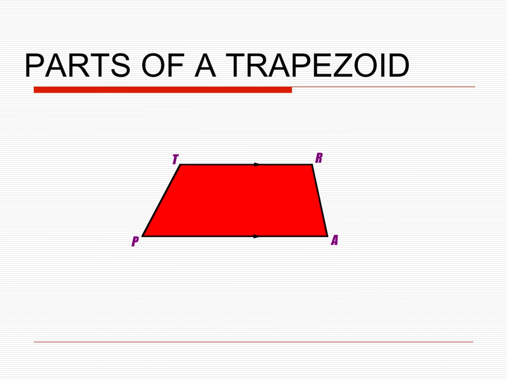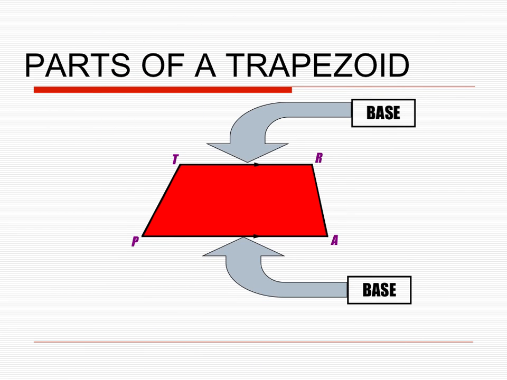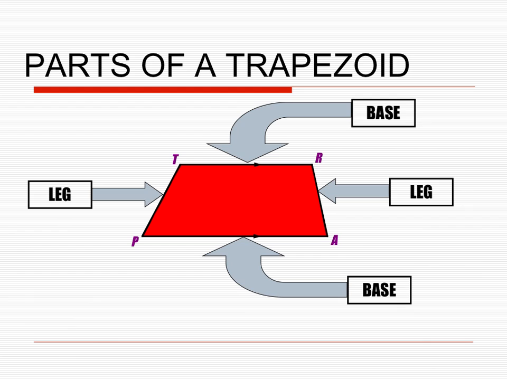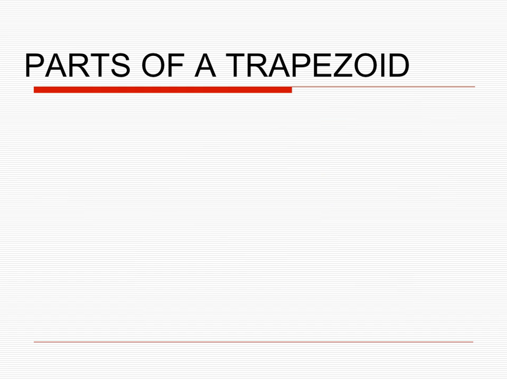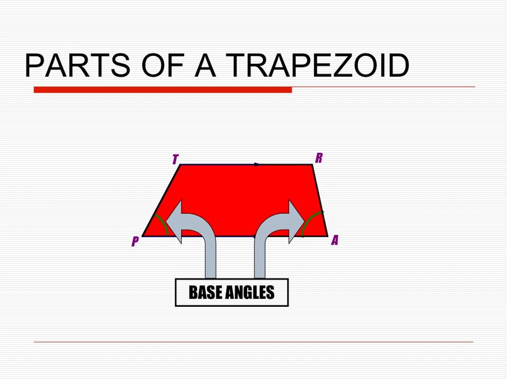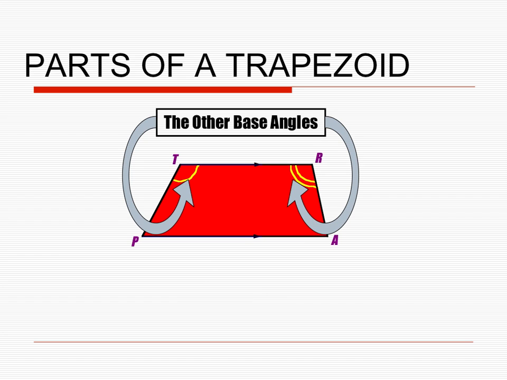The different parts that you need to know. Again, here's our trapezoid. These two sides, the sides that are parallel, are called the bases. The sides that are not parallel are called the legs. So parallel sides are bases, non-parallel sides are legs. Now for the angles. These two angles are called the base angles. T and R are also the base angles. That's because T and R rest on the same base. They rest on base TR.